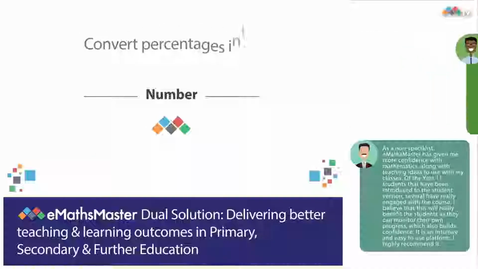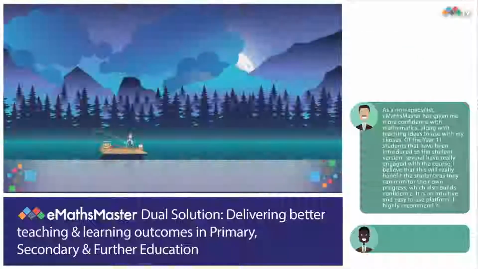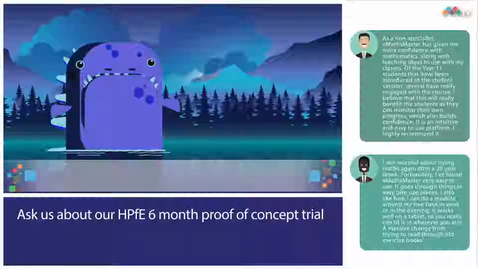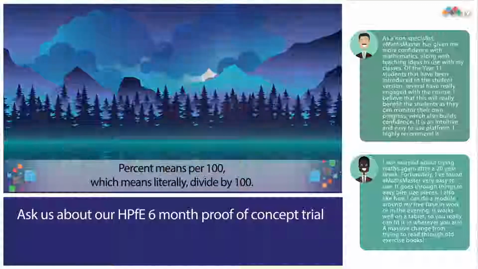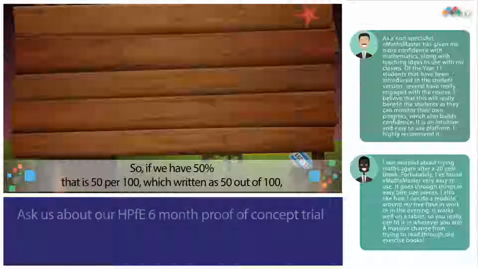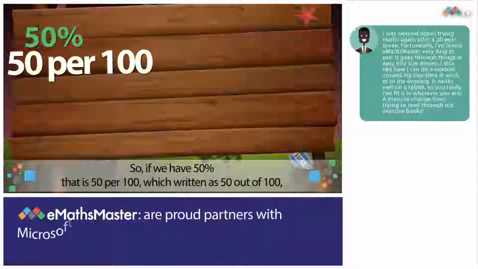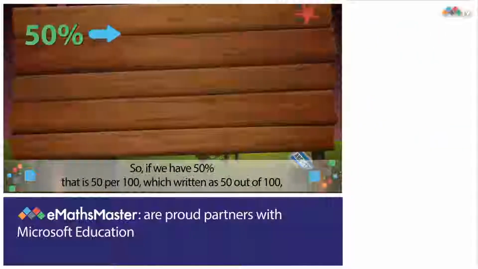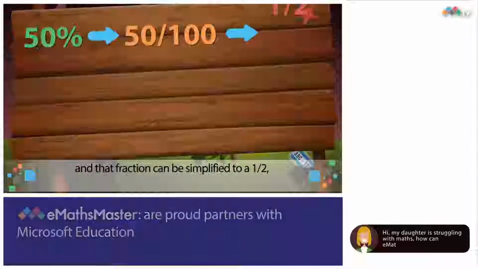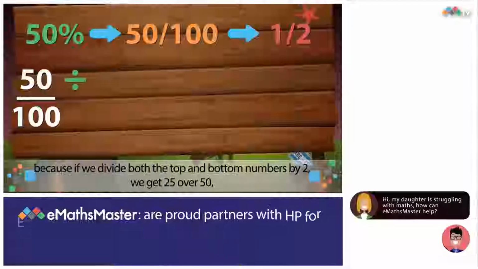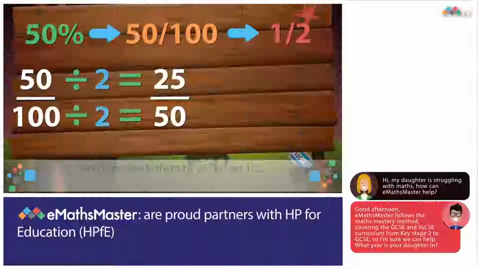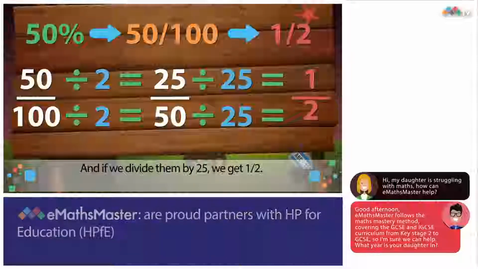Convert percentages into fractions out of 100. Percent means per 100, which means literally divide by 100. So if we have 50%, that is 50 per 100, which is written as 50 out of 100. And that fraction can be simplified to a half, because if we divide both the top and bottom numbers by 2, we get 25 over 50, and if we divide them by 25, we get a half.